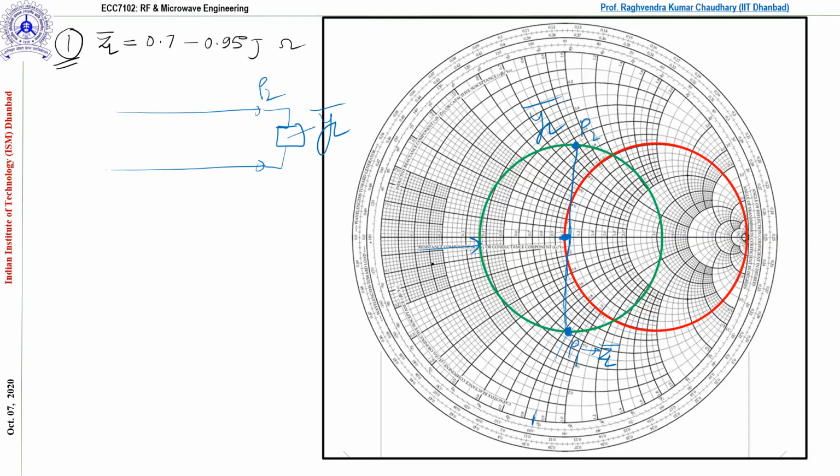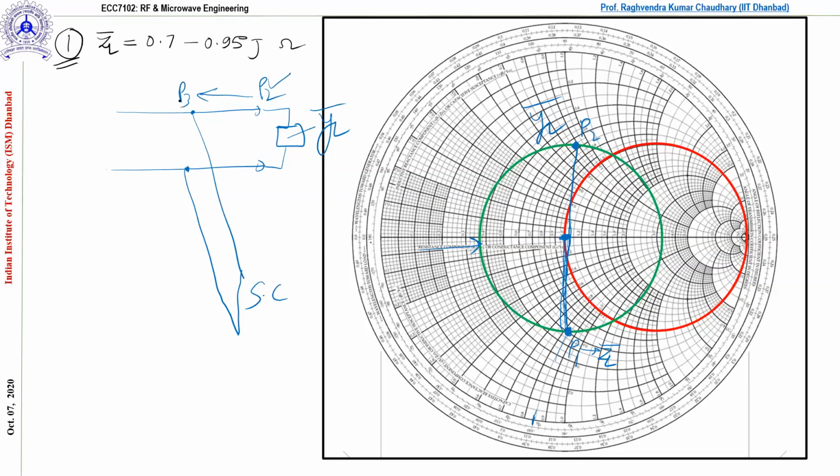I hope you remember the things. Taking this radius, you need to draw this circle, this green circle. So this is a constant gamma circle. I just skipped this step. Now, because at some location you are going to connect the short circuit stub, we need to move from point 2 to some location. Let us say this is P3.